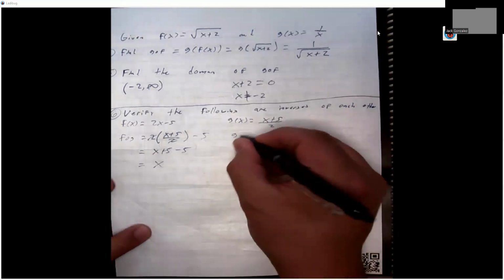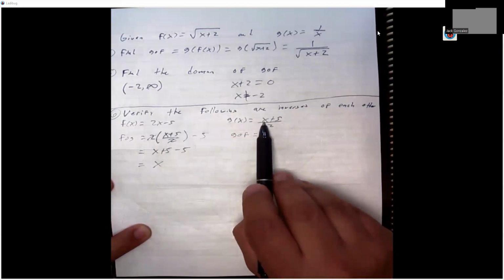Okay. G of f is the other direction. You're going to plug this f function into here. So I'm going to put it in parentheses so you can see it going in there. So that was my x input. So that'd be 2x minus 5 plus 5 over 2, which is 2x over 2, which is x. So since both of them end up being x, we've proven that they are inverses of each other. That's the process.